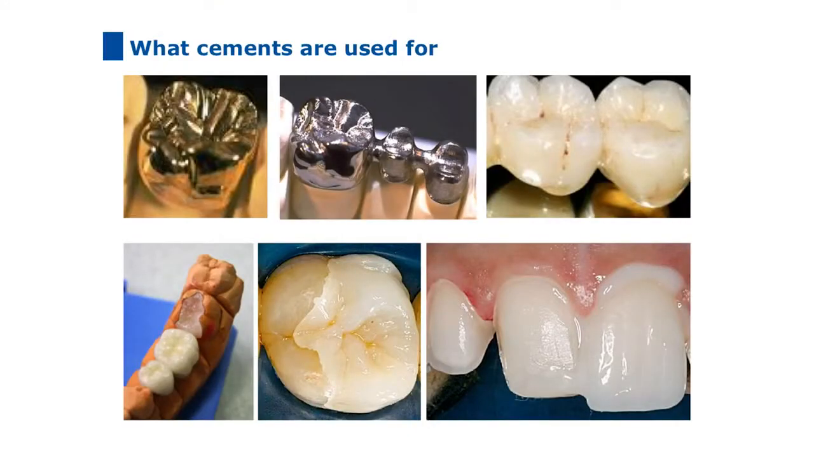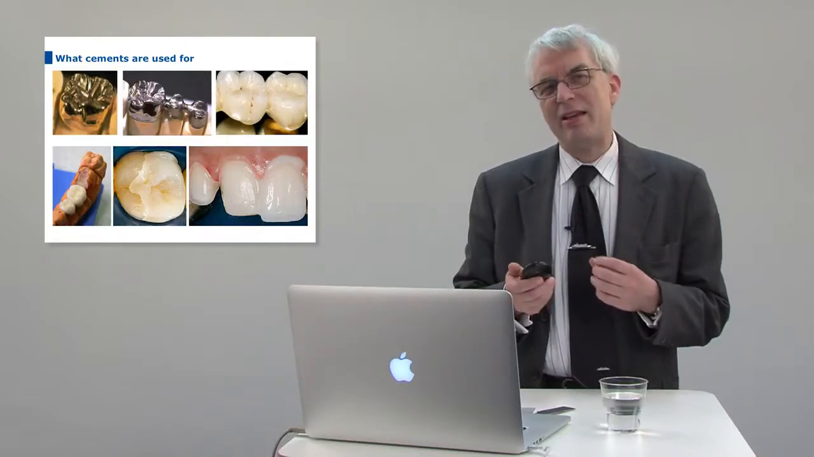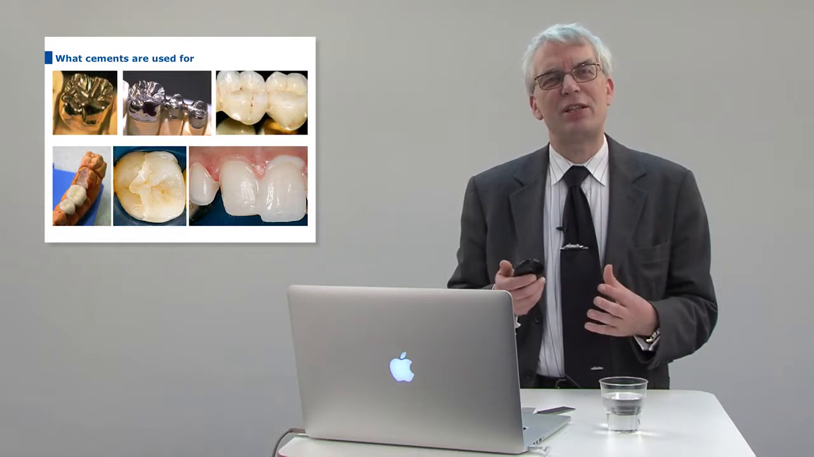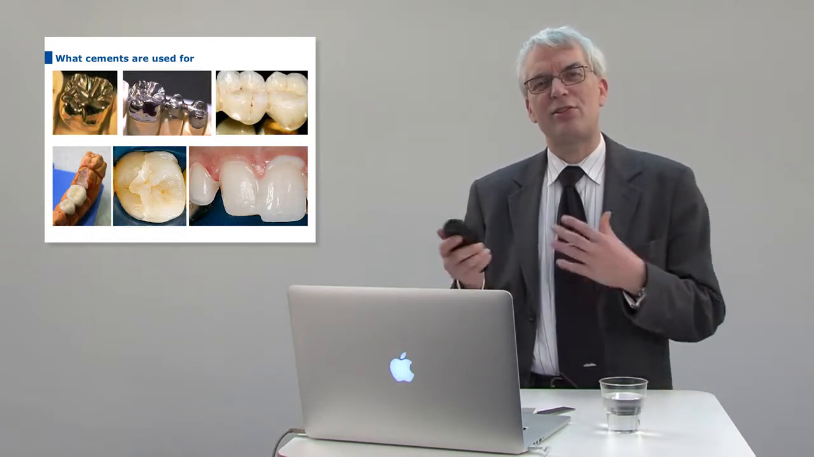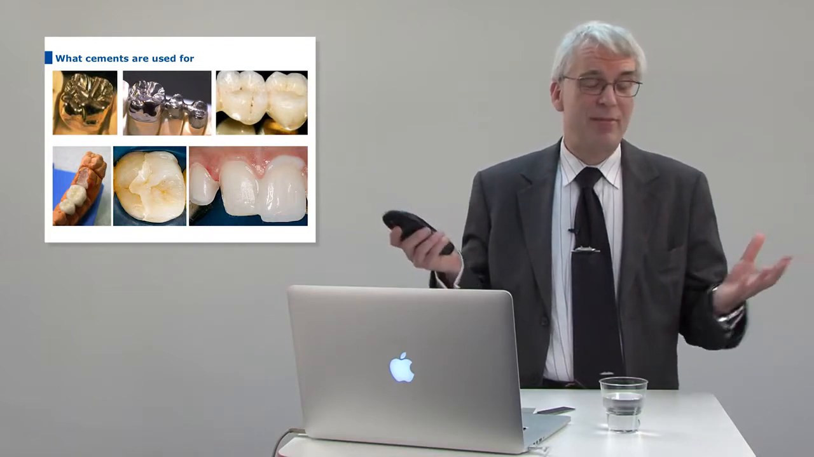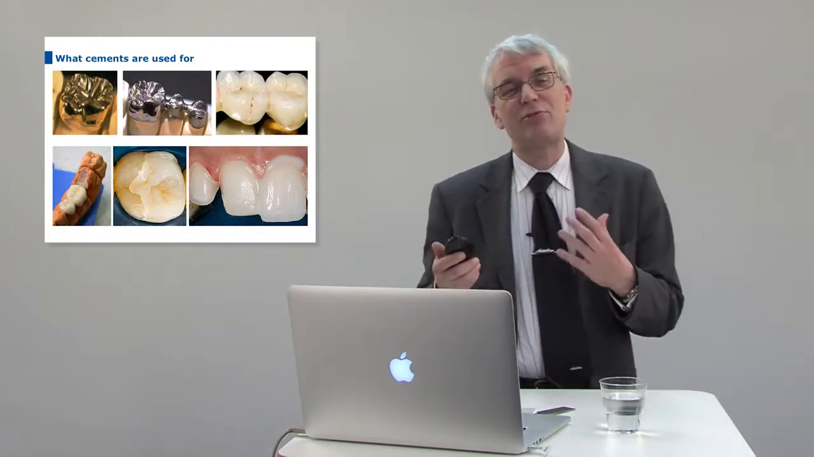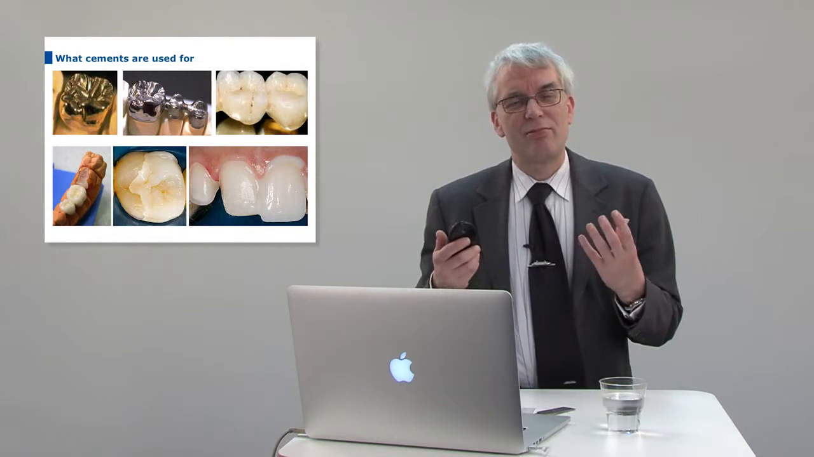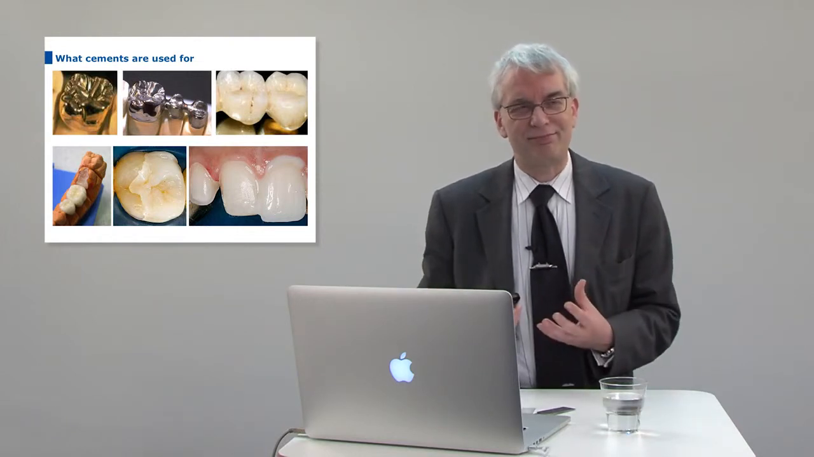Basically, any so-called indirect restoration, anything that comes from the lab that is not done by the dentist. So all the crowns, bridges, inlays, onlays, and veneers, the typical stuff. And they can come in a variety of materials. Noble metals, non-precious metals, ceramics, various ceramics in fact, and all of these require different luting and cementing.